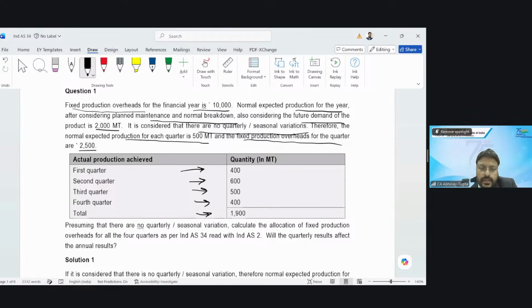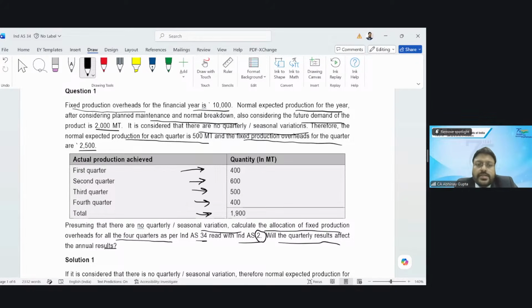Presuming that there are no quarterly or seasonal variations, calculate the allocation of the fixed production overheads for all 4 quarters as per Ind AS 34, read with Ind AS 2 Inventory. Will the quarterly results affect the annual results?